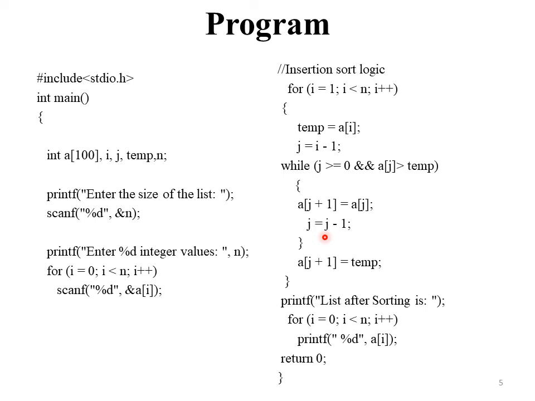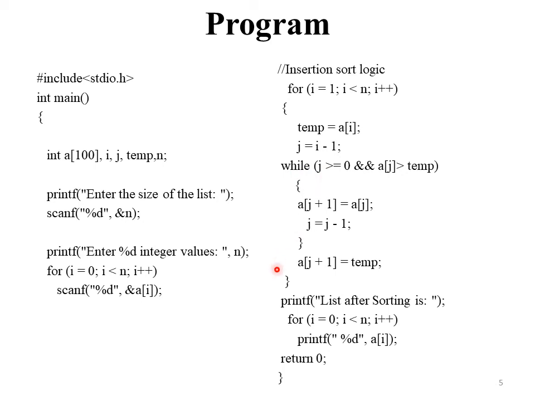0 minus 1 is minus 1, so the value of j is now minus 1. So we check minus 1 is greater than or equal to 0. This condition is false, so we directly go to this step, that is a of j plus 1 equal to temp. The value of j is minus 1, so minus 1 plus 1 is 0. So we transfer the value of temp to the 0th location. Using this logic, we exchange these two values, the 0th position and the first position.